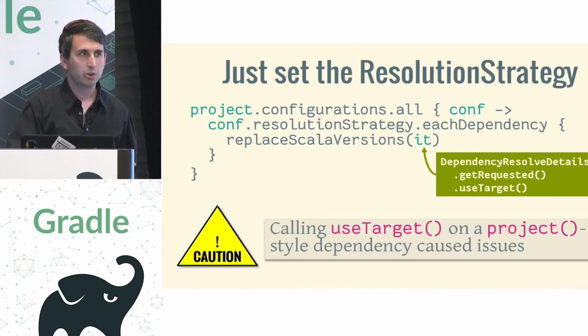One caveat was that I noticed that if I called useTarget on a project dependency, like a sub-project or cross-project dependency, it was causing some errors. So I ended up protecting that with an if statement that said, don't call this if nothing changed. If there weren't any percent placeholders in there, then just skip calling useTarget and resolve it the usual way.